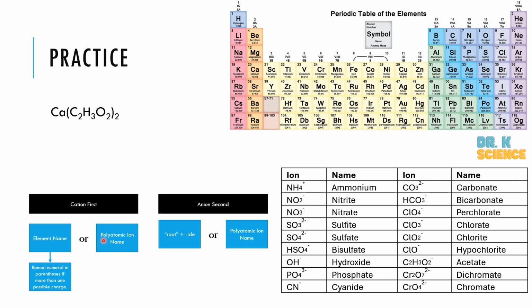Now we see this again. We see another polyatomic ion in parentheses, and this one says C2H3O2. Now let's go find this polyatomic ion. This polyatomic ion is right here, and its name is acetate. So let's figure out the name for this compound. We see Ca here, and Ca is right here on the periodic table. This one is calcium.